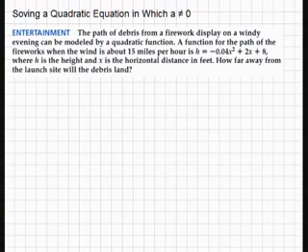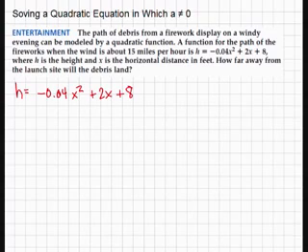Okay, the path of debris from a firework display on a windy evening can be modeled by a quadratic function. A function for the path of the fireworks when the wind is about 15 miles per hour is h is equal to negative 0.04x squared plus 2x plus 8, where h is the height and x is the horizontal distance in feet. How far away from the launch site will the debris land?